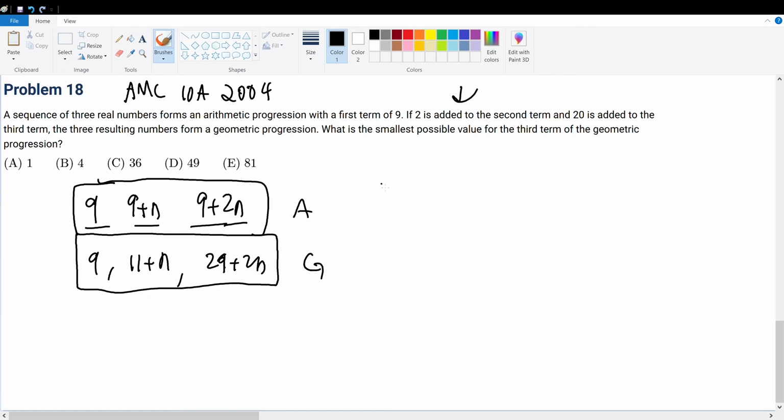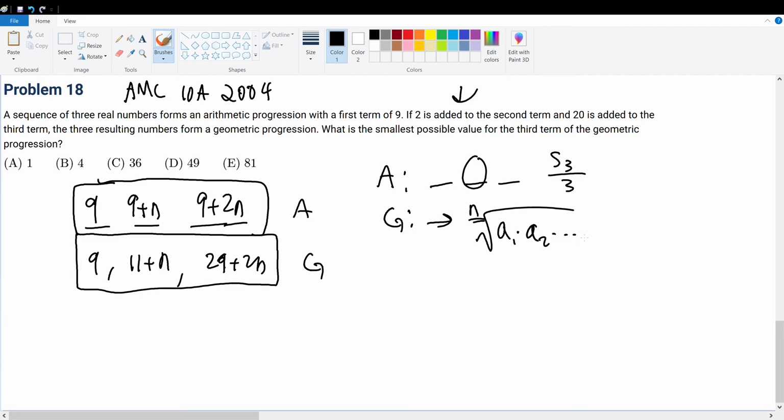There are two things to note about arithmetic and geometric series: they both contain means. For the arithmetic series with three terms, the middle term is equal to the sum of the three divided by three. For the geometric series, it is called the geometric mean, which is the nth root of the product of all the numbers from a1 all the way to an. That is very special, because when the geometric series has an odd number of terms, the geometric mean will be equal to the middle term. That can come in very useful for this question.